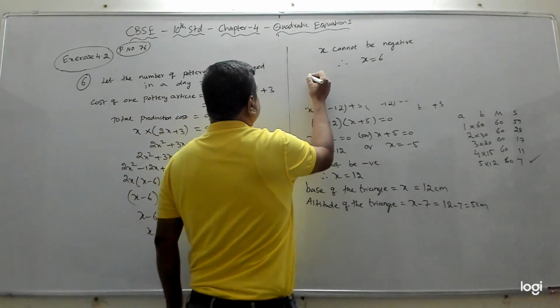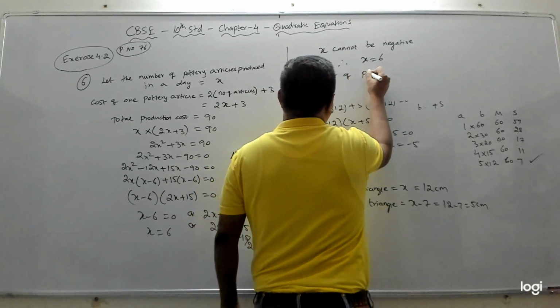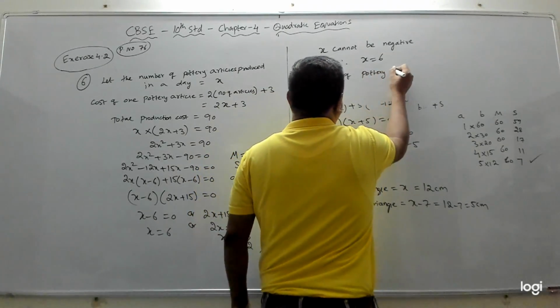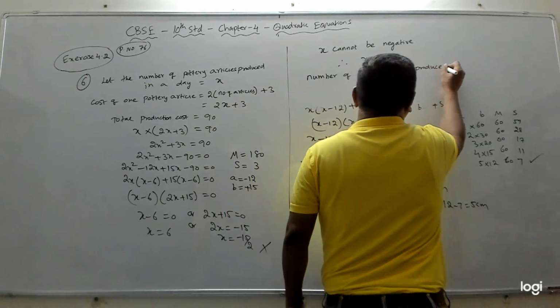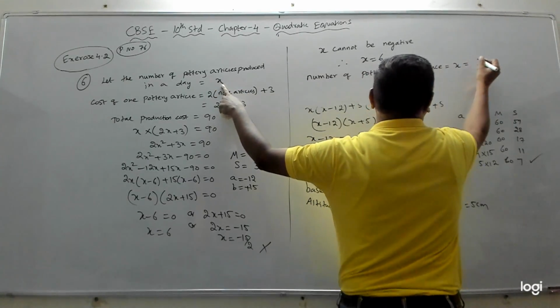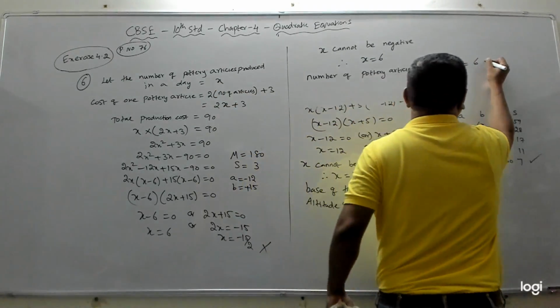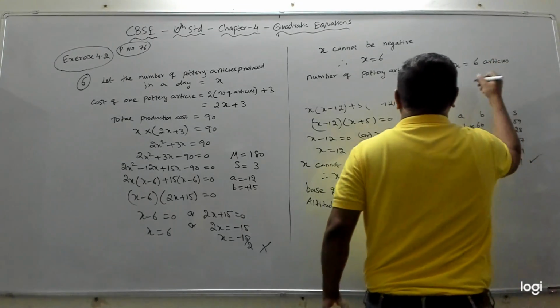Now, what is the number of pottery articles produced? It is equal to x, and x is equal to 6. So 6 articles. So 6 articles were produced on that day.